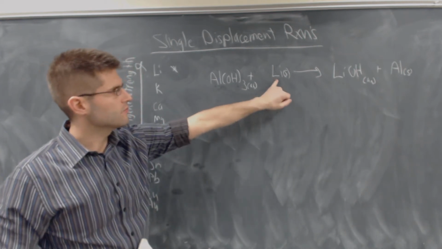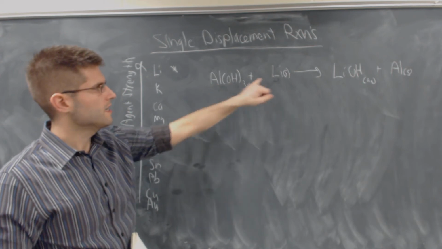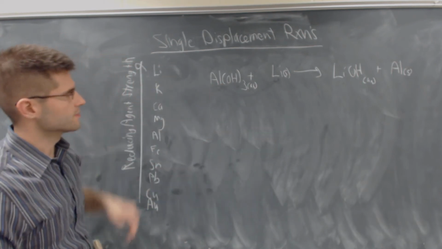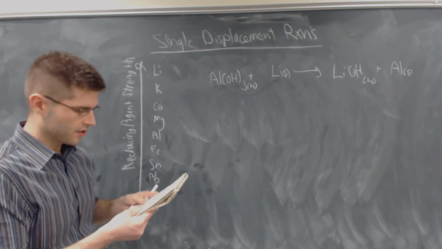We can see that the lithium was a stronger reducing agent than the aluminum. That's why it kicked it out. Okay? So that's an example of these single displacement reactions. We can do another one.